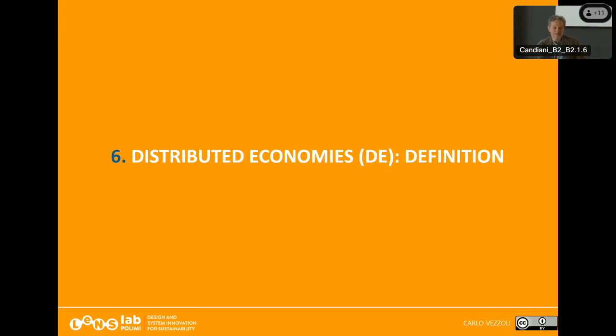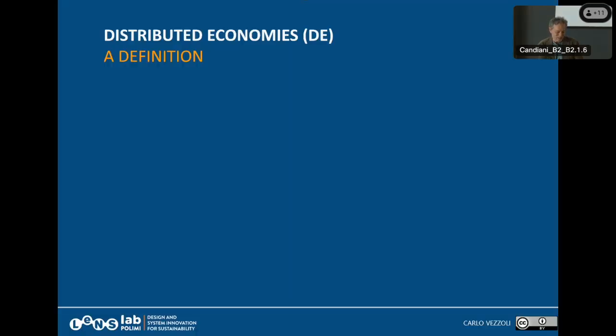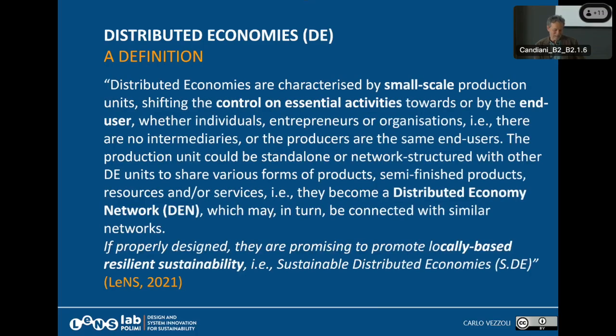To conclude, and this is the last slide, and then you have your deserved break, because it was a long part, we have a definition of distributed economy, and we can read it together maybe. Distributed economy are characterized by small-scale production unit, shifting the control of essential activity towards or by the end user. Towards is decentralized, by the end user is distributed, whether they are individual, entrepreneurs, or other type of organization.